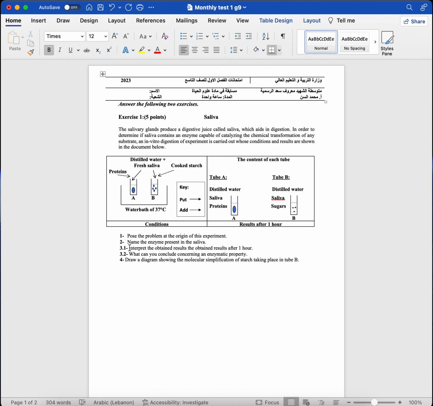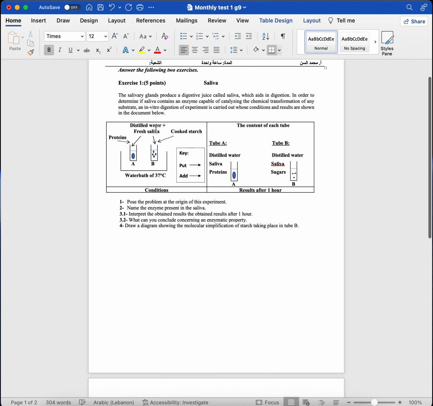Grade 9 students. Today's lecture is to solve the quiz or the test, the exercises that we have. Here in the first exercise, we have the salivary glands produce a digestive juice called saliva, which aids in the digestion. In order to determine if saliva contains an enzyme capable of catalyzing the chemical transformation of any substrate.